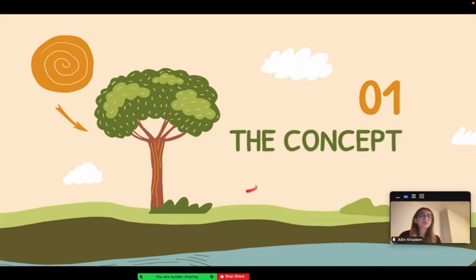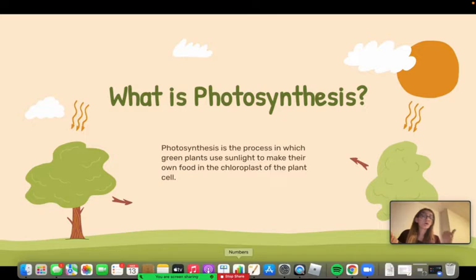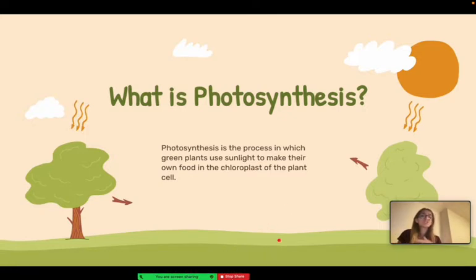So let's start with our concept. So, what is photosynthesis? Now, photosynthesis is the process in which green plants use sunlight and carbon dioxide and water to make their own food in the chloroplast of the plant cell, which usually takes place in the leaves.